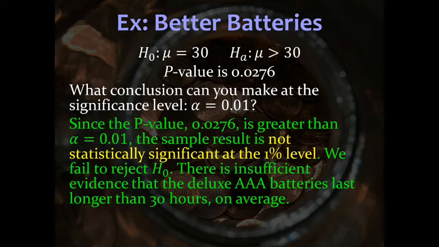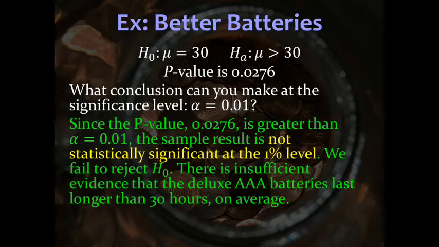So we link that the p-value is not less than alpha of 0.01. We make a decision on the null. We fail to reject. And now our conclusion. Our conclusion is that we don't have enough evidence to state the alternative is true. So in context, there is insufficient evidence that the deluxe AAA batteries last longer than 30 hours on average.